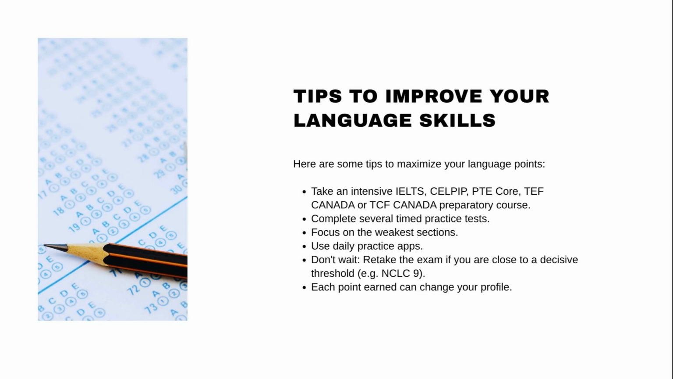Now, if you haven't yet achieved a good language score, don't panic. There are plenty of ways to make progress: intensive courses, online practice, mock tests. The best thing is to focus on your weak points. Make a diagnosis, then work specifically on written expression or listening or grammar. Mobile applications and training websites can help. And above all, retake the test if you're close to level 9. It can make all the difference between a rejected profile and a selected one.